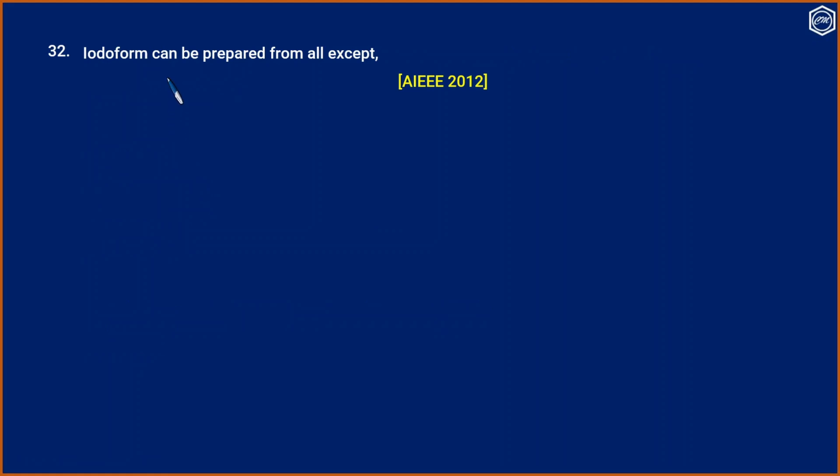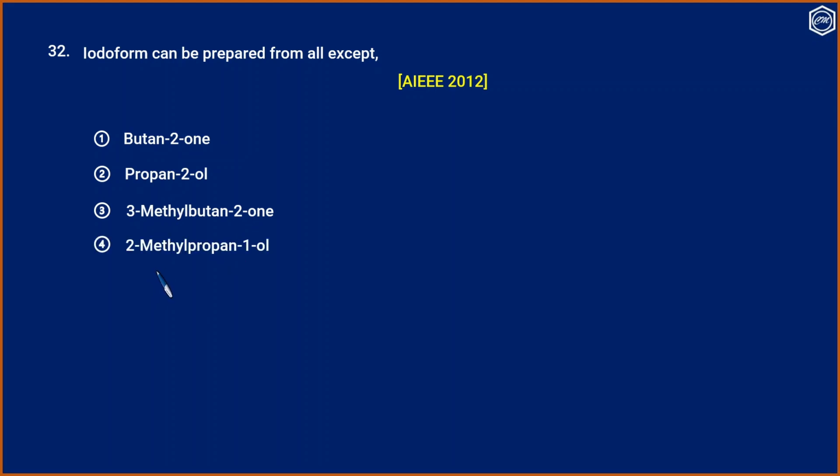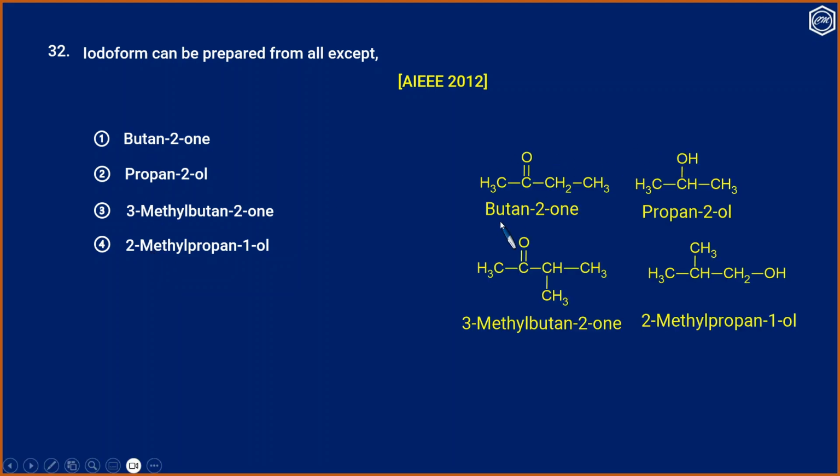32. Iodoform can be prepared from all except: butan-2-one, propan-2-ol, 3-methylbutan-2-one, 2-methylpropan-1-ol. Let us see the structure of these compounds. So this is butan-2-one and propan-2-ol, and this is 3-methylbutan-2-one, and this is 2-methylpropan-1-ol.